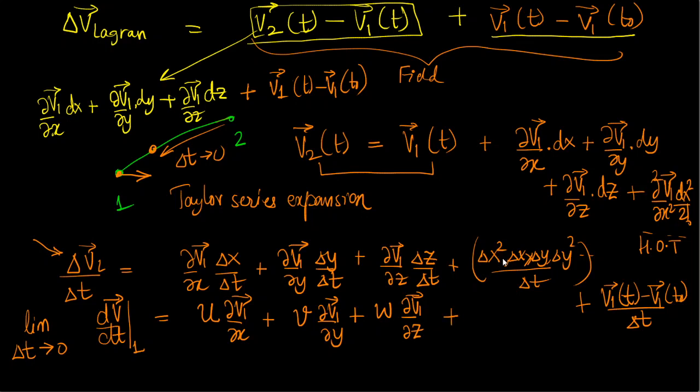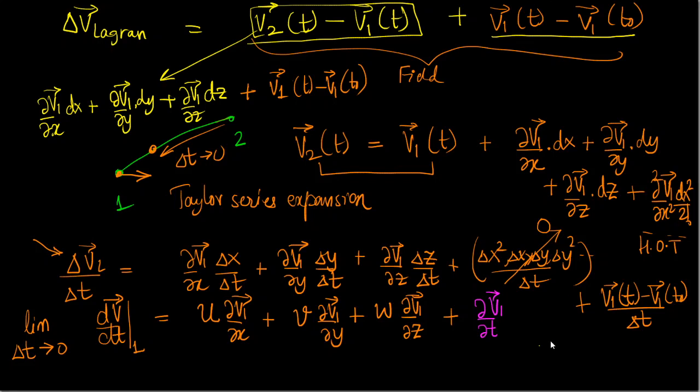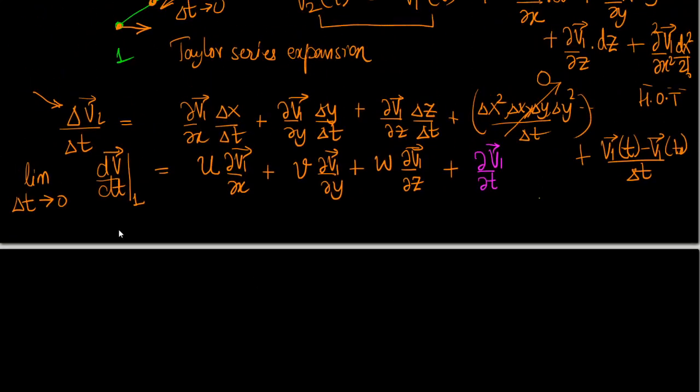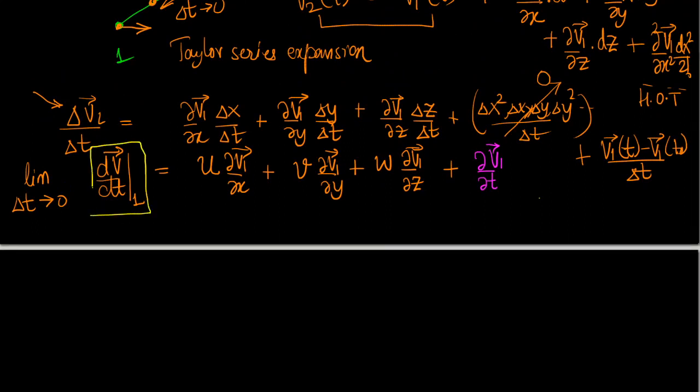And as delta t goes to 0, delta x, delta y, delta z will also go to 0, and all these higher order terms will vanish, as is the case with any infinitesimal formulation. Lastly, we have v1 at t minus v1 at t naught upon delta t, and this is simply del v1 upon del t. So we are able to express the velocity as seen in the classical mechanics view frame, the Lagrangian viewpoint, by means of the Eulerian description.